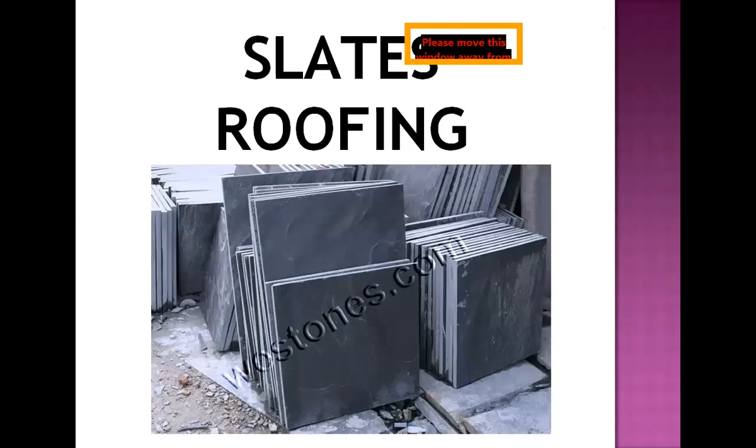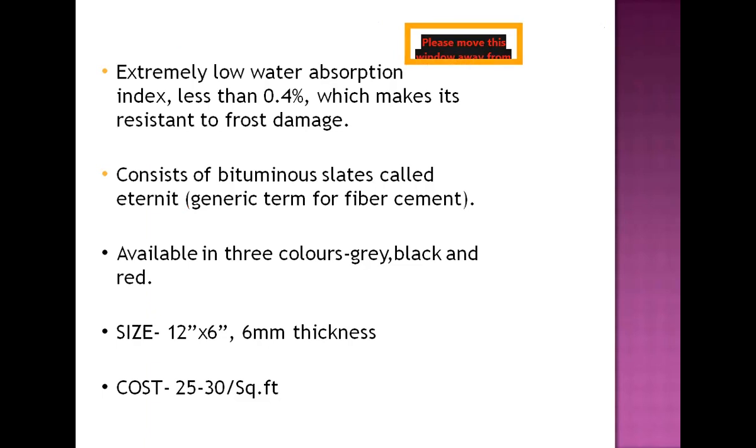First one is the slate roofing, slate tiles. These are the properties of slate tiles. They absorb very less water, maybe less than 0.4%. Slates may come of bituminous also. Slates are available in three colors: gray, black, and red. The most common size is 12 inch by 6 inch. Thickness is around 6 mm, and their cost is 25 to 30 rupees per square feet.